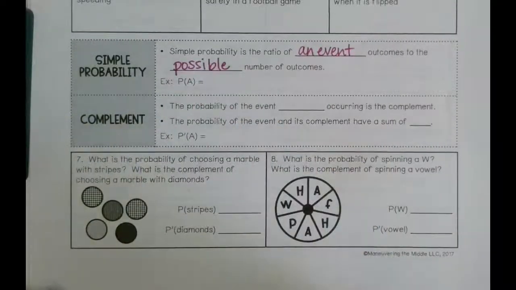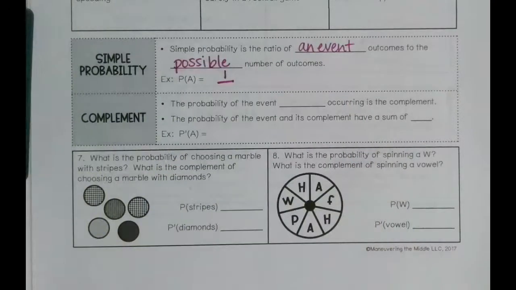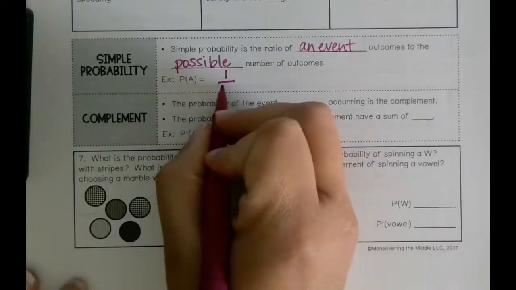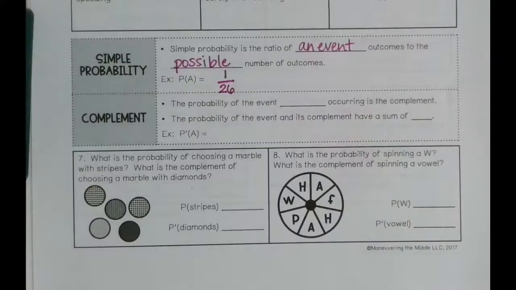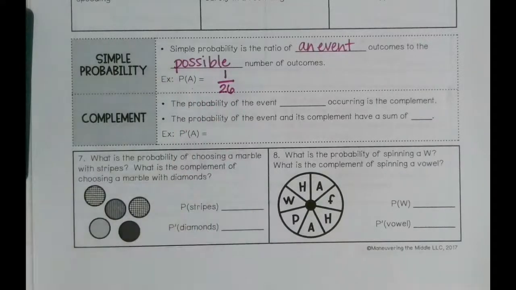Well, how many letter A's are in the alphabet? 1 out of the total possible outcomes. In the alphabet, we have 26 total letters. And so we just write it like a fraction. The probability of getting the letter A would be 1 out of 26.